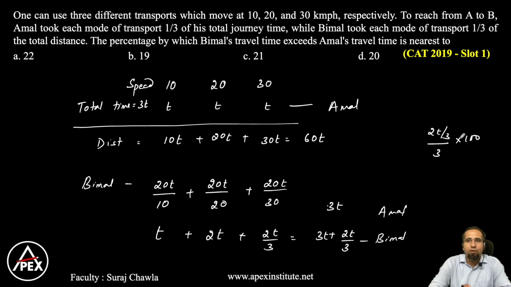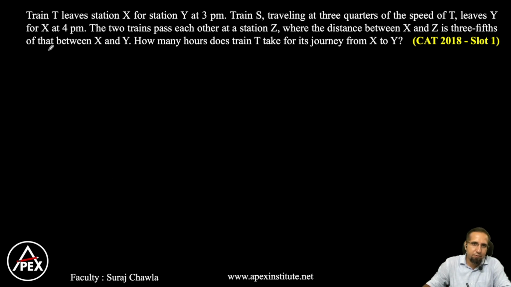Clear? So 2 by 3 divided by 3 multiplied by 100 will actually give us how much, guys? It gives us 2 by 9 into 100, and 2 by 9 into 100 is going to be 22.22%. So our answer here becomes 22.22, which should be the required answer in this question altogether. Clear, guys? Again, not a difficult question, a very easy question. Let's look at the next question, please.